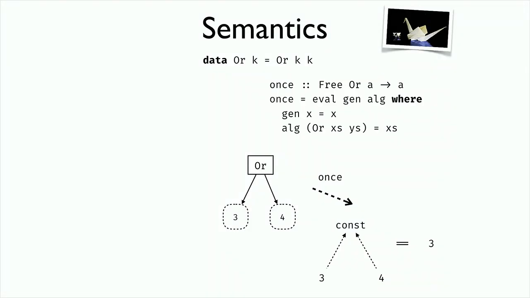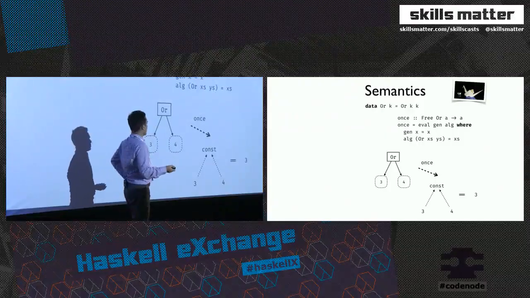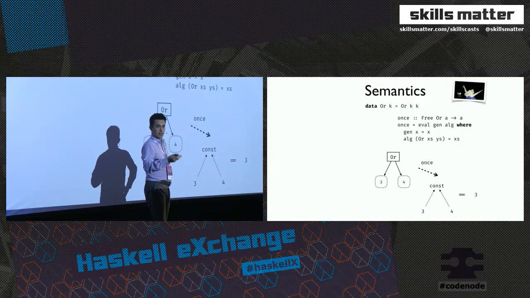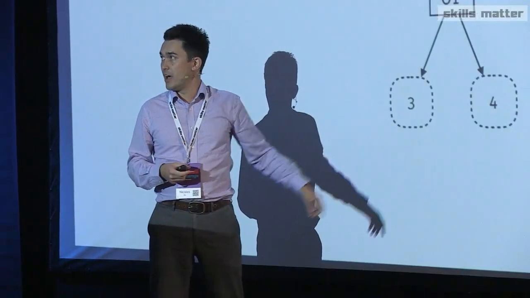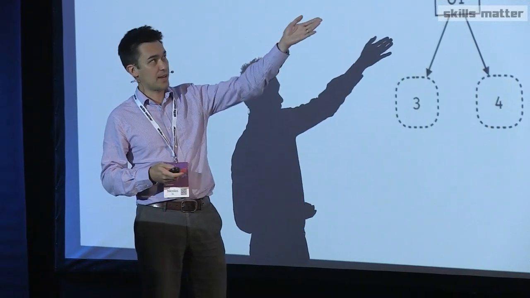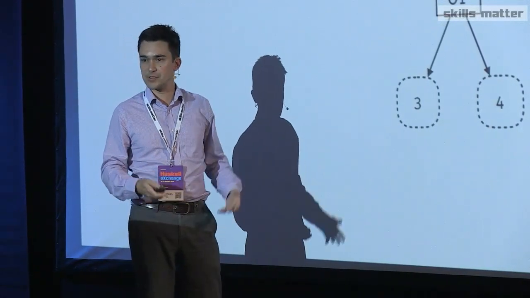And to change what we're doing for once, we're going to use a slightly different semantics, which just says, please pick the leftmost answer. I'm only interested in that one. So the generator is just going to spit out the single value x, so the value 3 gets produced as it is. And then we're just going to pick out the left-hand branch x's and use that as the result.